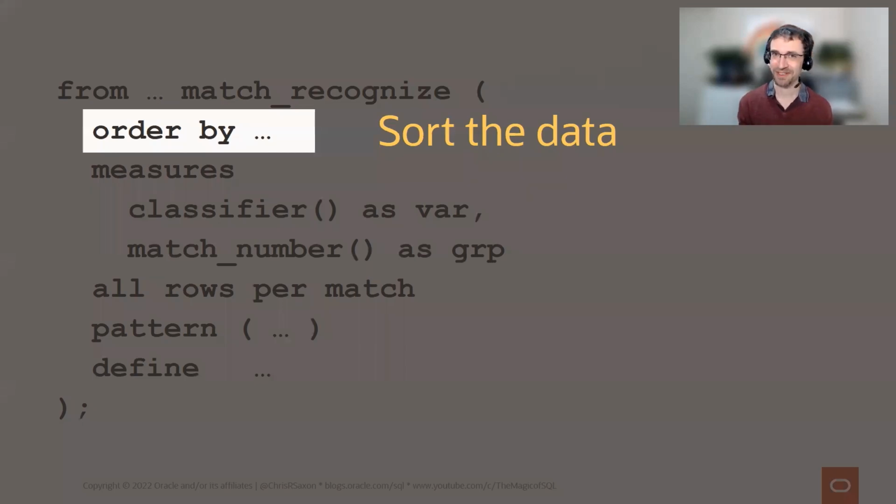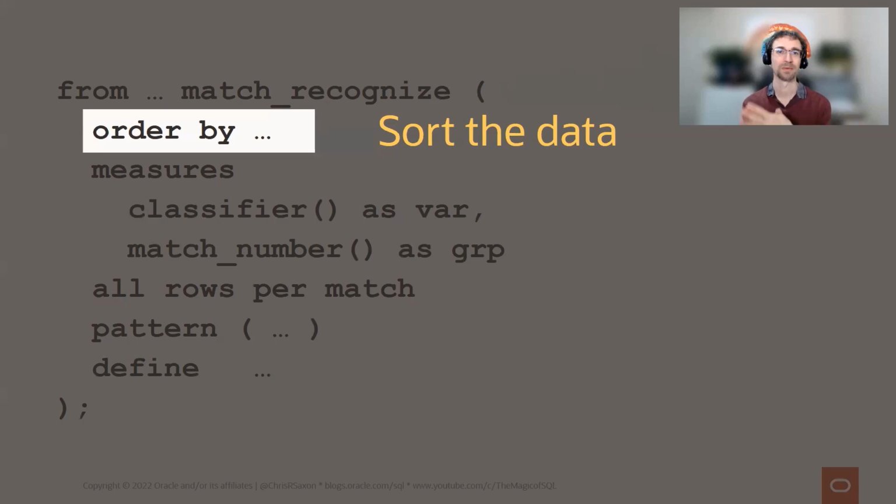Unsurprisingly, a bit like order by on a select statement, it sorts the data. Now, this is technically an optional clause, as in you can leave it out of the statement and it will still execute, but it is almost always needed to guarantee the result that you want. If you've got a select statement without an order by, the rows could come back in any sequence, and you're probably not going to get the result you're looking for. It's the same with Match Recognize.